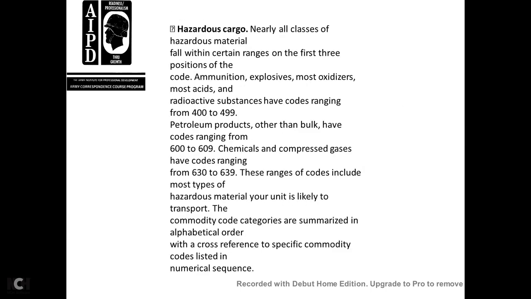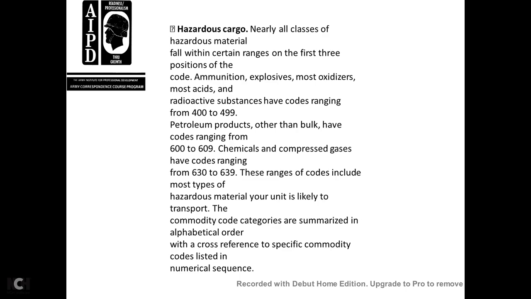Hazardous cargo: nearly all the classes of hazardous material fall within a certain range of the first three position code. Ammunition and explosives, most oxidizers, most acids and radioactive substances have codes ranging from 400 to 499. Petroleum products in bulk have codes ranging from 600 to 609, and chemicals and compressed gases have codes ranging from 630 to 639. The ranges include most of the types of hazardous material likely to be transported, and the commodity codes are summarized in alphabetic order.